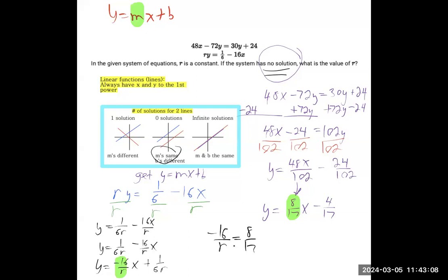And now we can cross multiply this to solve. We can say 8 times r equals negative 16 times 17. So let's write that out. 8r equals negative 16 times 17. And now if we divide by 8, instead of multiplying the 16 and 17, we can just simplify. The 8 and the 16 become 1 and 2. So this becomes a 2. And so r is negative 2 times 17, which is negative 34.